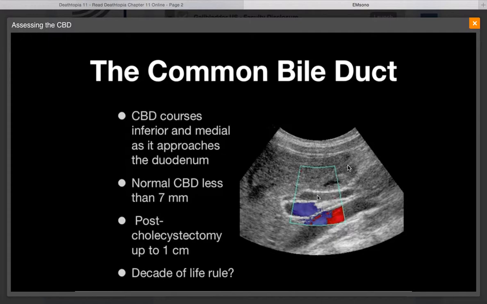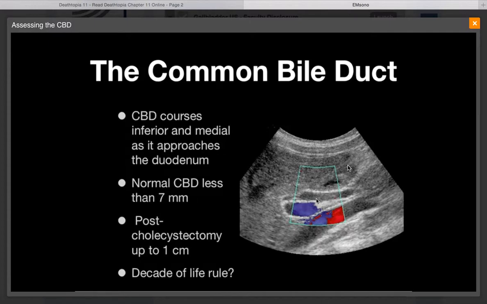Developing proficiency in the evaluation of the CBD has a much longer learning curve, so practice should be initiated early. The common bile duct courses inferior and medial as it approaches the duodenum. The normal common bile duct is less than 7 millimeters, and that's measured inner wall to inner wall. In patients who are post-cholecystectomy, they can have common bile ducts with a diameter up to 1 centimeter.